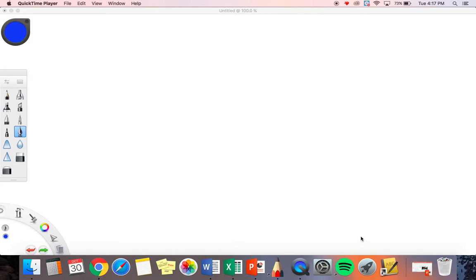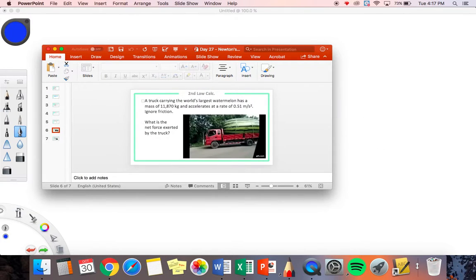So this is going to be a video based off of your second law calculation. You can see the problem in front of you. A truck carrying the world's largest watermelon has a mass of 11,870 kilograms and accelerates at a rate of 0.51 meters per second squared. In this problem, we are going to ignore friction and we are trying to determine the net force exerted by the truck.